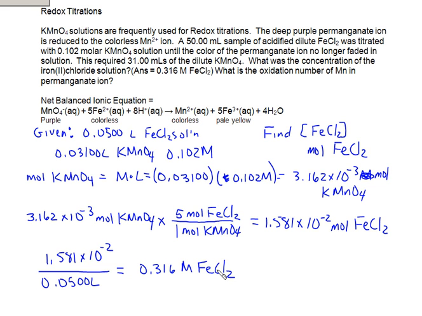Our final answer is limited to 3 significant figures because we have the 0.102 molar potassium permanganate. So although I carried these out beyond 3 significant figures, our final answer should only have 3. You do not want to round your answers until you get to the very final calculation. That's why all of these were carried out to 4 figures and then rounded when I get to the final answer.